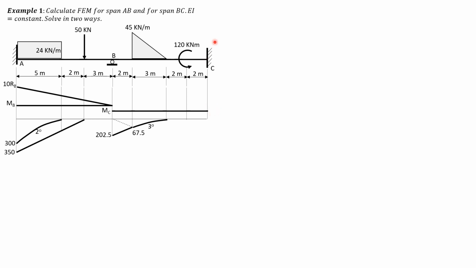Then the moment due to reaction at C. This is 9, so 9 RC. By the way, this is the moment due to the couple. It begins at this point only. Then the moment due to reaction at C, which is a triangle, 9 R sub C. That's it.